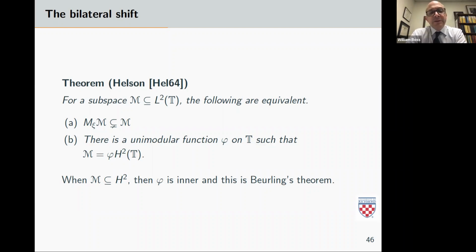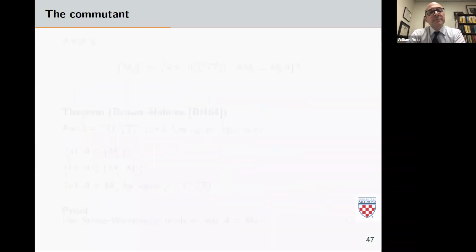And you actually prove this. It's some work. You prove this using what's called a wandering subspace argument. You look at the orthogonal complement of zM in M, and you show that that's your phi. Okay, the commutant. So this kind of brings you full circle. It seems like we took a little detour into the bilateral shift. Let's get back to multiplication operators.